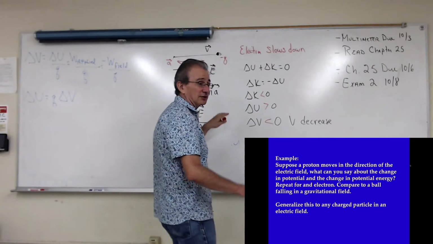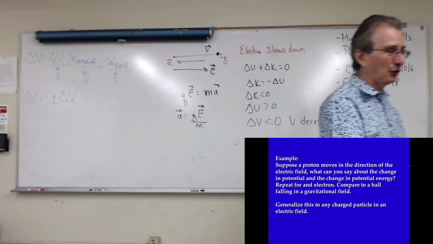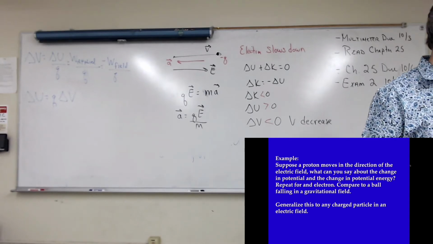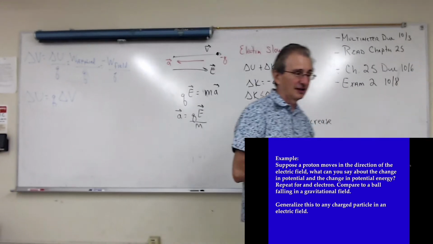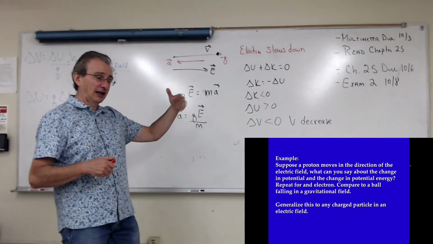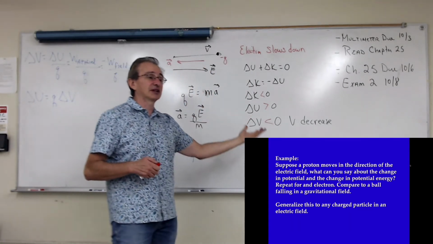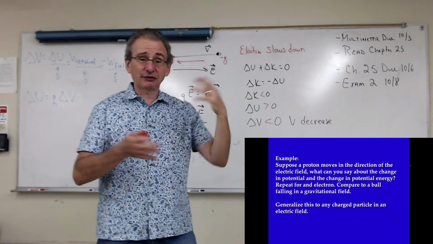I think it's important to understand answering this question. Now, we can change the question and say, suppose a proton moves against the direction of the electric field, and then you can answer the same questions. In that case, you'll see that the proton will slow down and it's moving in the direction of increasing V.